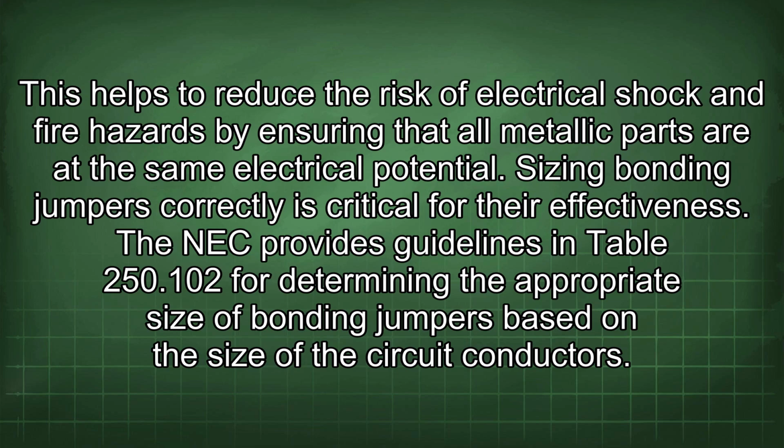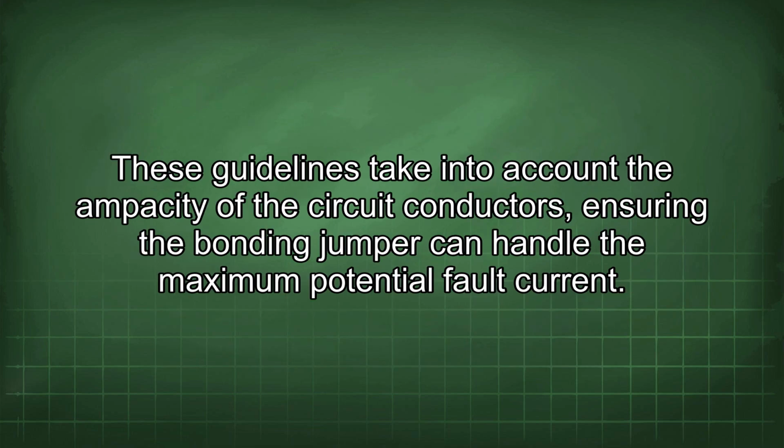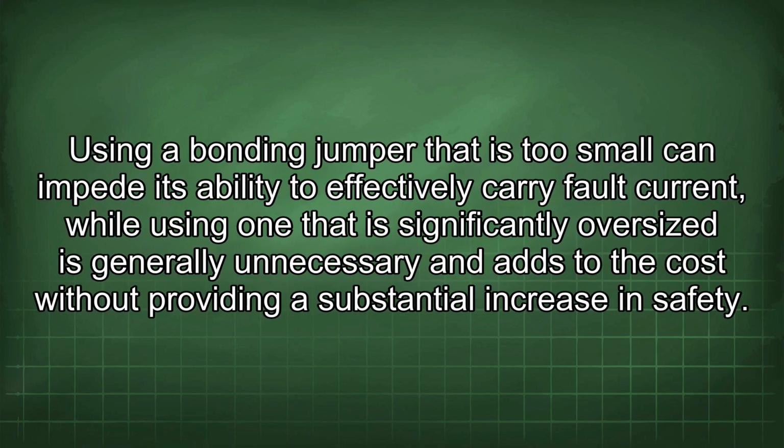Sizing bonding jumpers correctly is critical for their effectiveness. The NEC provides guidelines in Table 250.102 for determining the appropriate size of bonding jumpers based on the size of the circuit conductors. These guidelines take into account the ampacity of the circuit conductors, ensuring the bonding jumper can handle the maximum potential fault current. Using a bonding jumper that is too small can impede its ability to effectively carry fault current, while using one that is significantly oversized is generally unnecessary and adds to the cost without providing a substantial increase in safety.